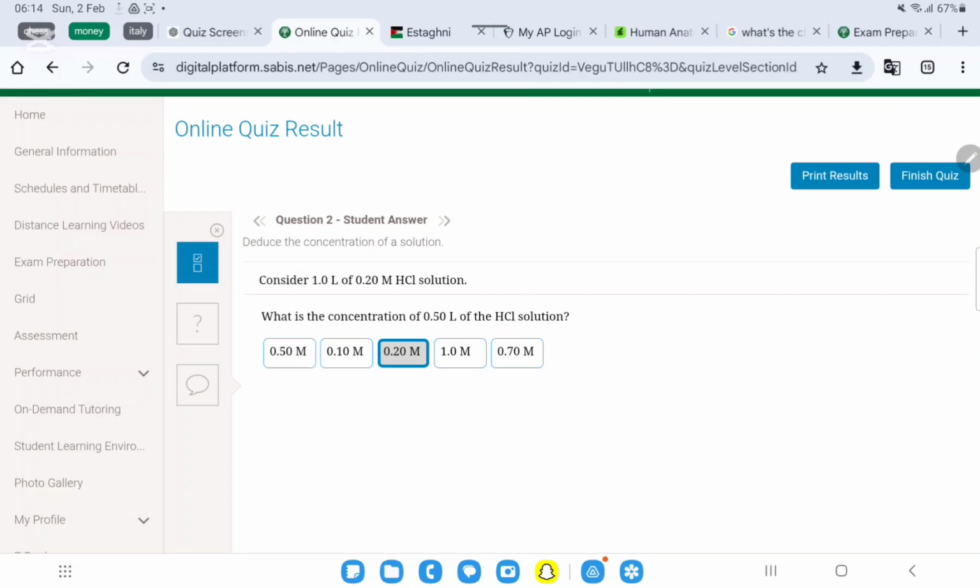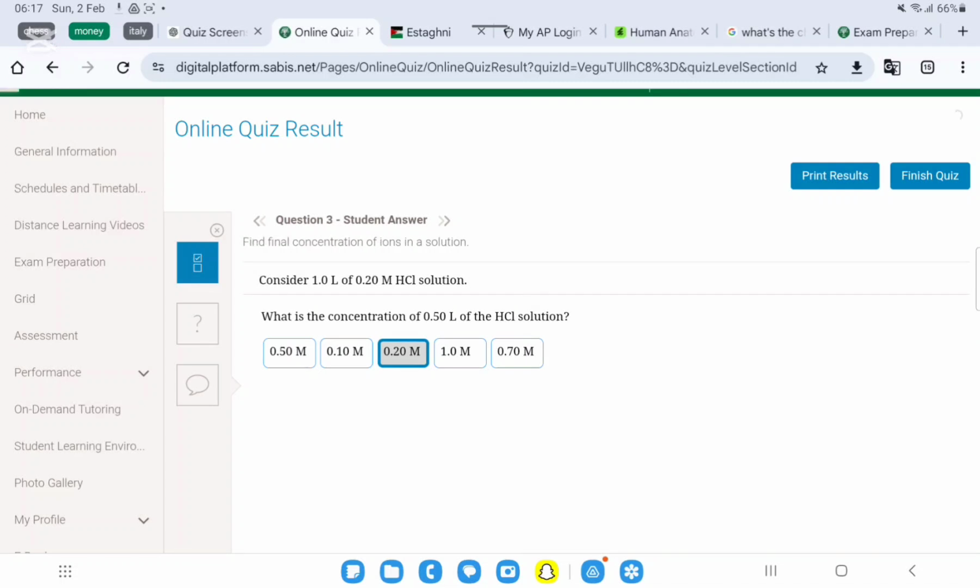Consider 1 liter of 0.2 molarity HCl solution. What is the concentration of 0.5 liter of the HCl solution? They said of the HCl solution. So they're talking about this same solution, which has a 0.2 molarity, and since they're from the same solution, they have the same molarity of 0.2.